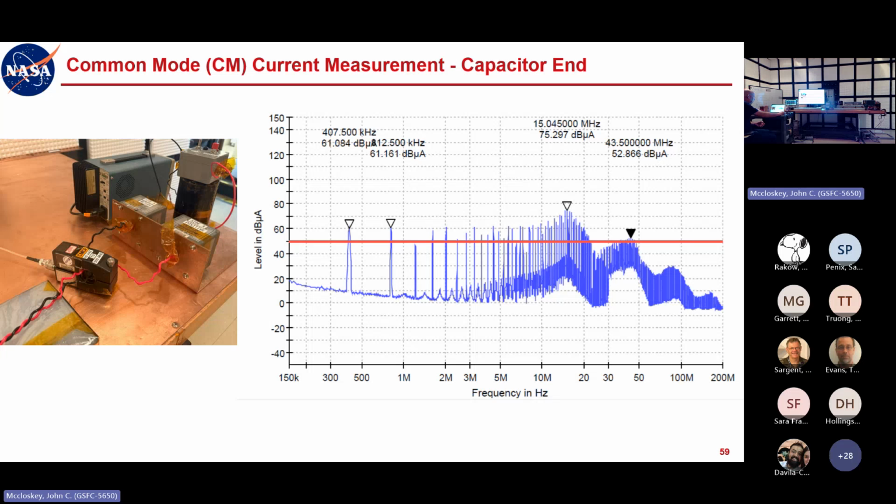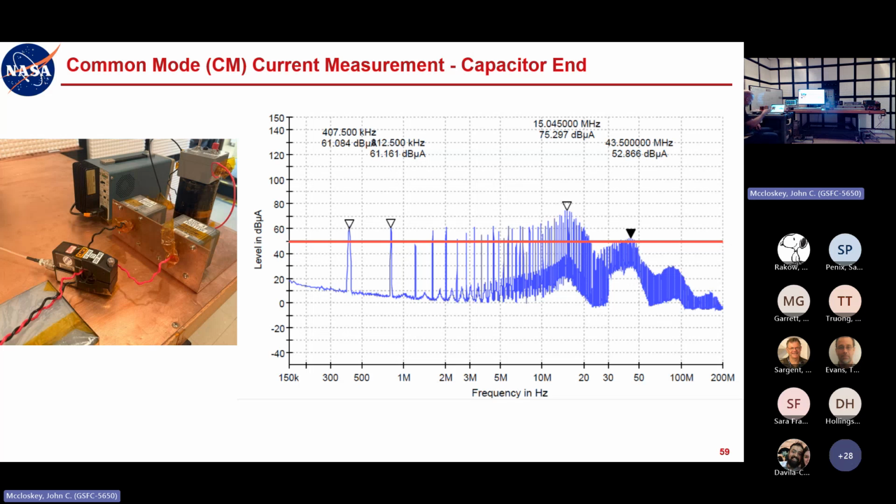Now our limit line is different here. The limit line is 50 dB microamps, a constant level all the way out to 200 megahertz. I should point out, I meant to say this earlier, I'm not going through any measurements of CE 101, the lower frequency range. The measurement techniques are exactly the same between CE 101 and CE 03. It's just a different current probe for the different frequency ranges.